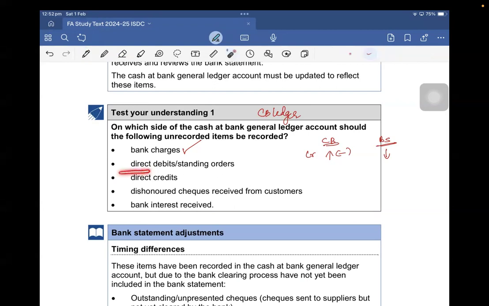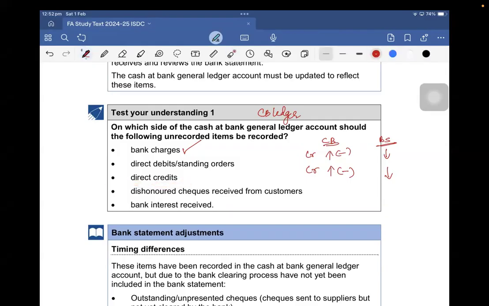The next item is direct debits or standing orders from the bank. So something you have approved before has actually got deducted from your bank balance, but you don't know that. Your bank balance is low and your cash book balance is again high, so you need to deduct that as well, on the credit side. Clear?